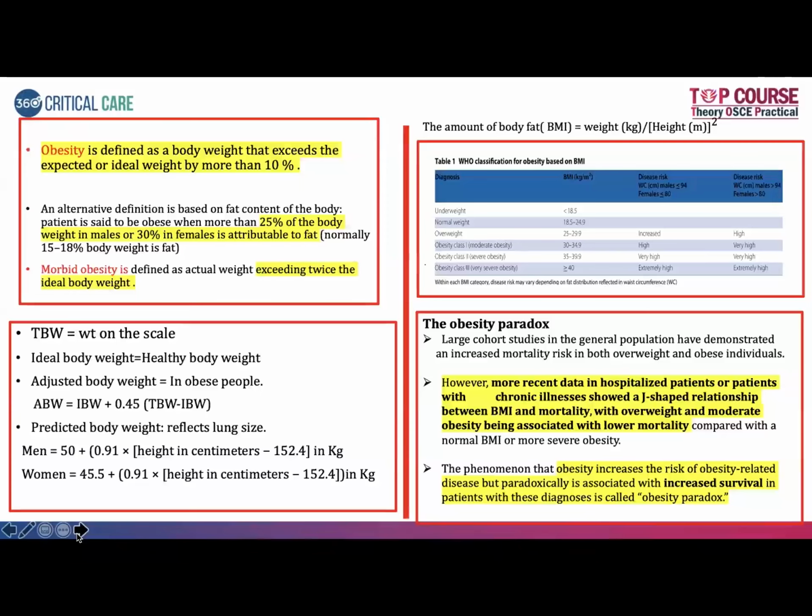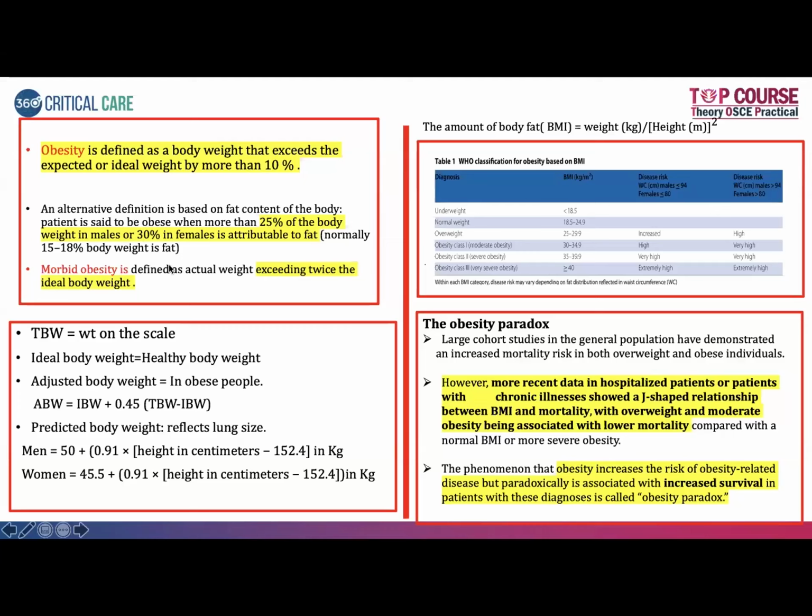So, what is obesity? The definition of obesity is a body weight that exceeds the expected or ideal body weight by more than 10%. The alternative definition you can consider is when somebody weighs more than 25% of the normal ideal body weight, and there is excess fat content in the patient, when more than 25% of the body weight in males and 30% in females is attributable to fat. Normally 15 to 18% of the body weight is fat. This is the definition of obesity.